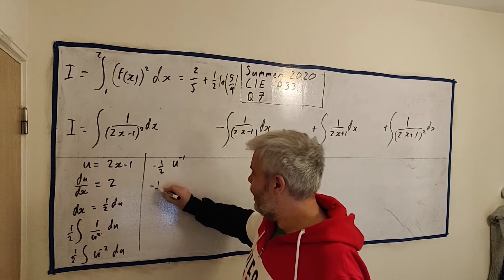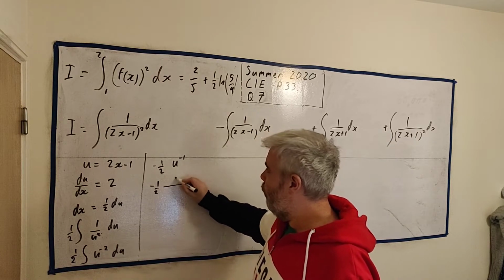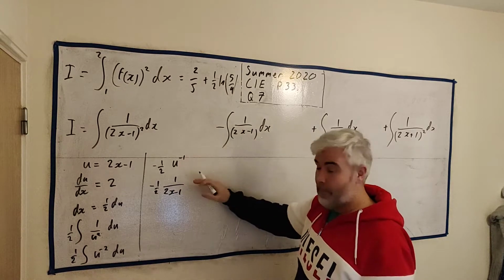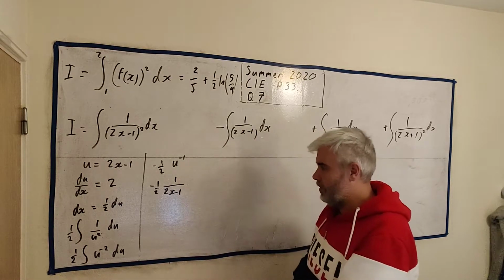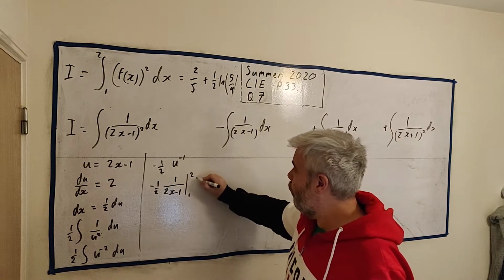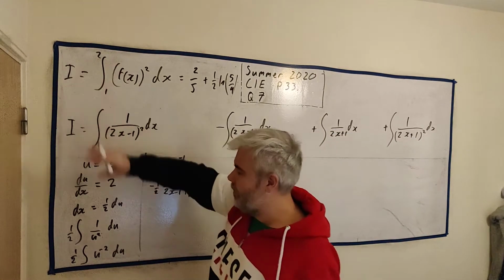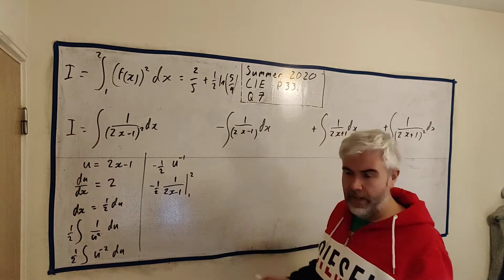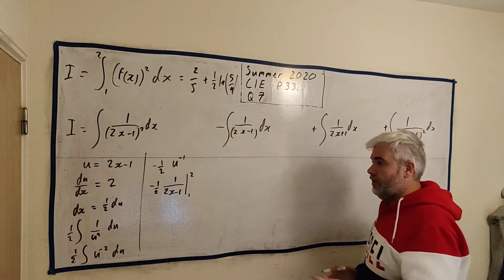We'll get minus a half, 1 over 2x minus 1. U to the power of minus 1 is 1 over whatever it was. So that's it. We just need to evaluate that between 1 and 2, because 1 and 2 was still in all these. And that's it. We'll do that in the next line. So that's how we do that.